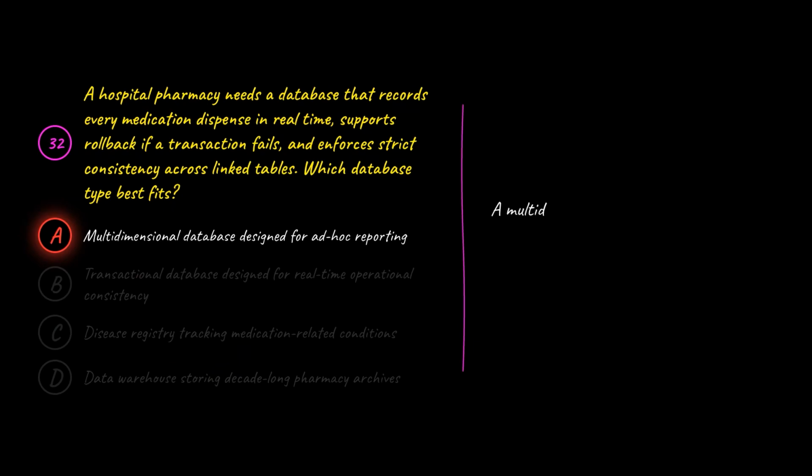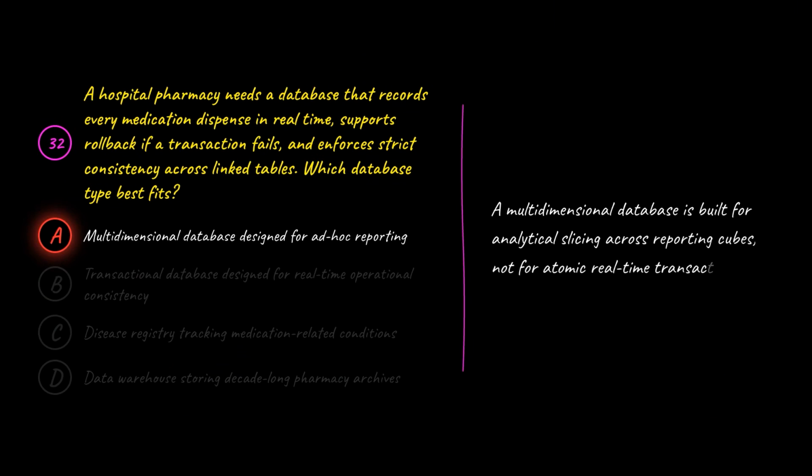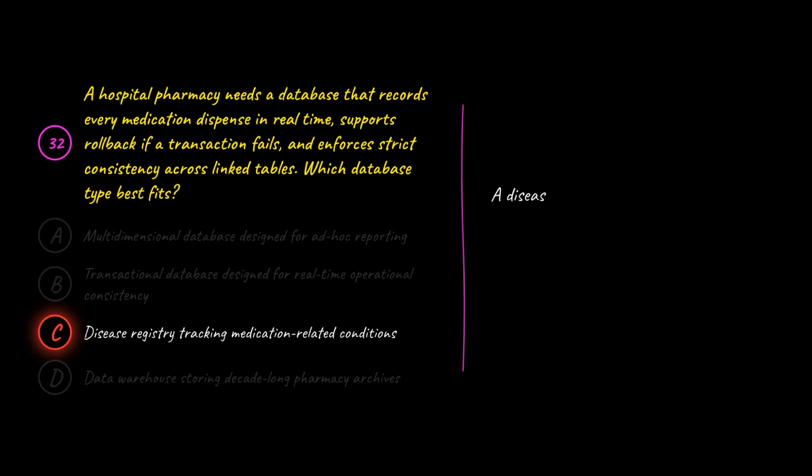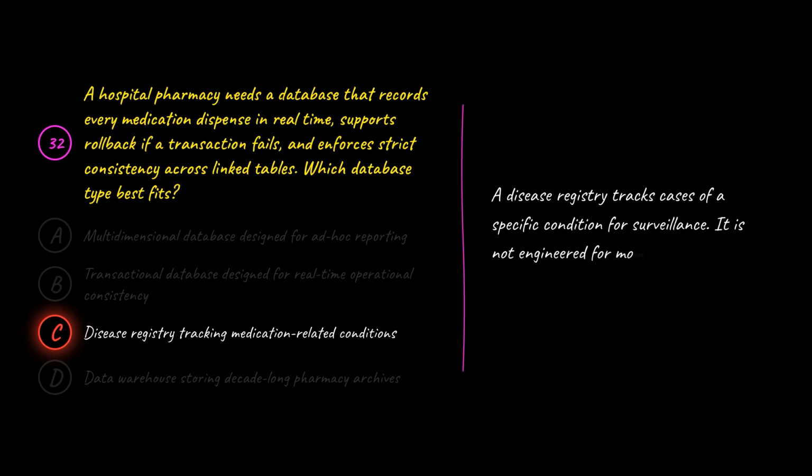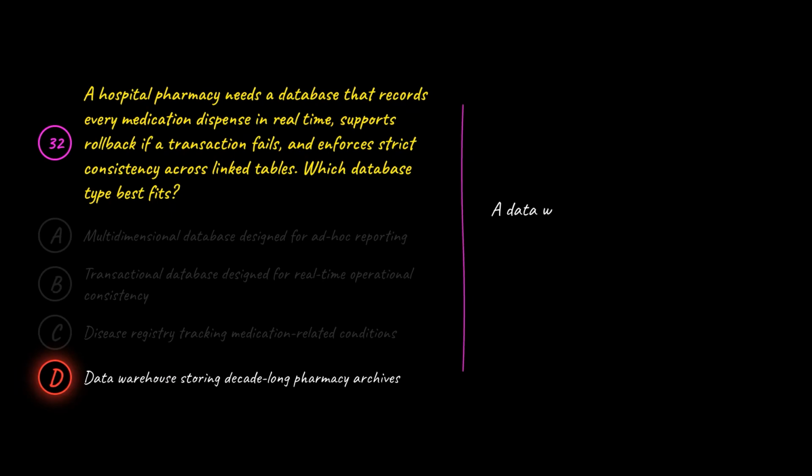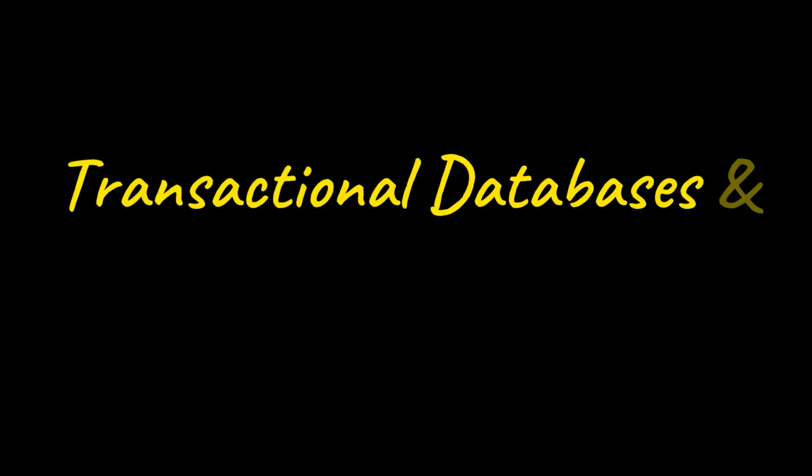A is wrong because a multidimensional database is built for analytical slicing across reporting cubes, not for atomic real-time transactions. C is wrong because a disease registry tracks cases of a specific condition for surveillance. It is not engineered for moment-to-moment pharmacy operations. D is wrong because a data warehouse holds large analytical archives but is generally not the system handling live transactions.